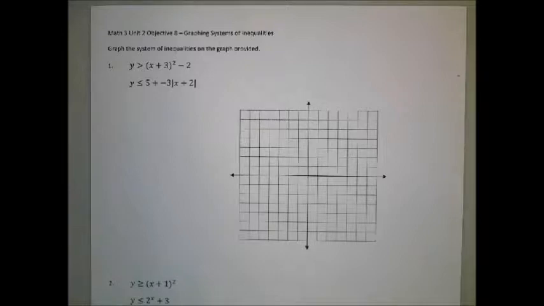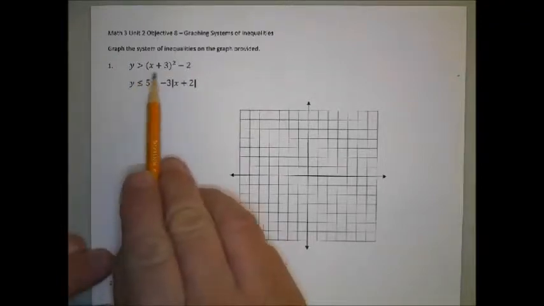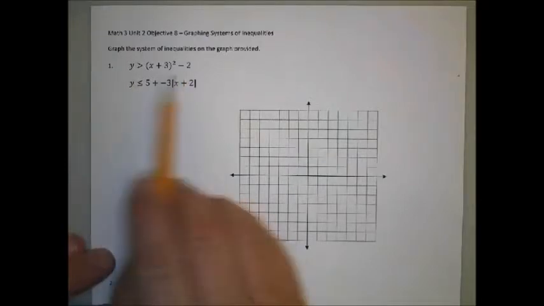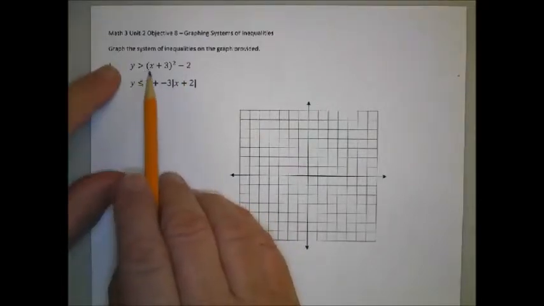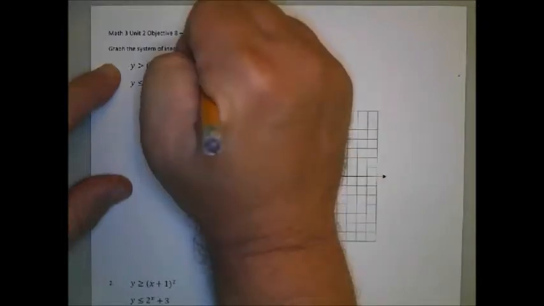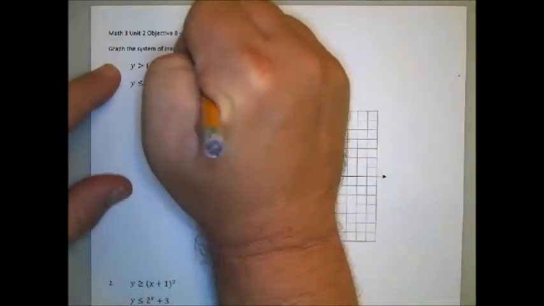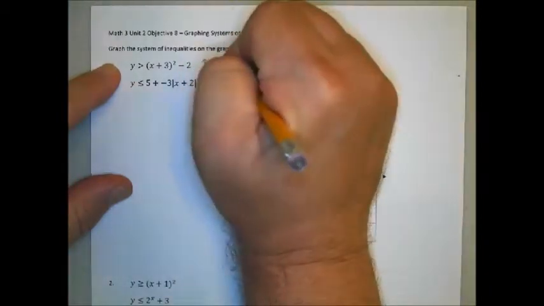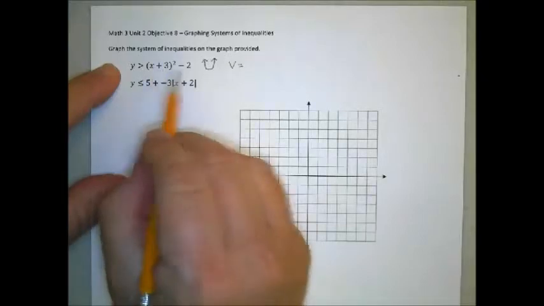to graph. So problem number one, my first inequality is y is greater than (x plus 3) quantity squared minus 2, which, remembering the characteristics of the equations or the inequalities, we know is going to make a parabola. And it's going to make an up parabola because it's positive. So we already know one thing. It's going to make an up parabola. We also know the vertex of this up parabola is (-3, -2).